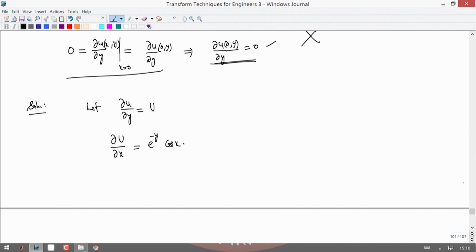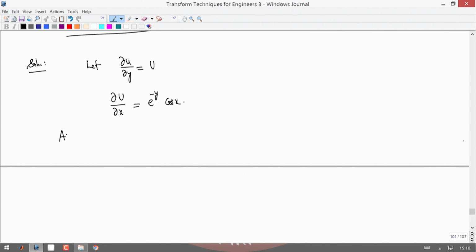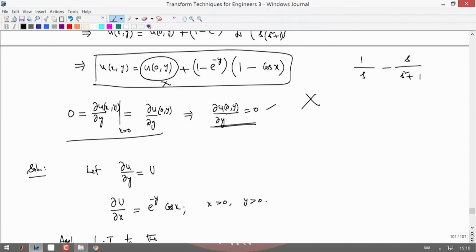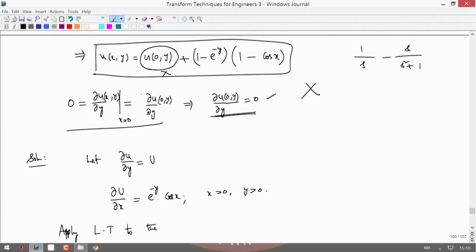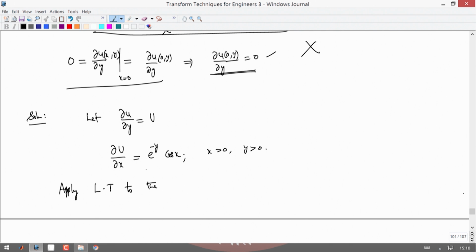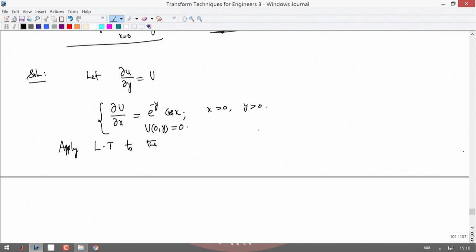Now you apply the Laplace transform to the above equation. Anyway x is still positive, y is positive, and because of the boundary condition. So, what is your boundary condition? ∂u/∂y at (0, y), that is capital U at (0, y), is 0. So, this is what you are going to solve first.